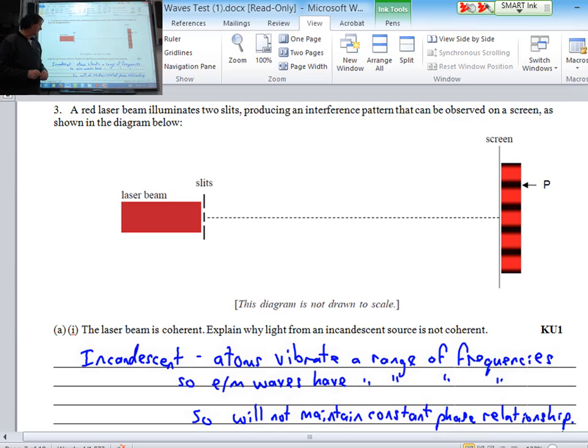So key things to point out here are the atoms vibrate at a range of frequencies. Okay, that's going to cause the EM waves released to have a range of frequencies, and therefore they will not maintain a constant phase relationship.